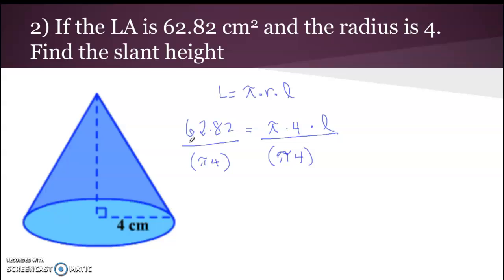62.82 divided by open parentheses pi times 4 close parentheses, and then you would get an answer of 4.99 is equal to L. Let's just do a whole number. Your slanted height is 5 centimeters. Just remember the parentheses here are super important. It causes you to get a different answer if you don't.